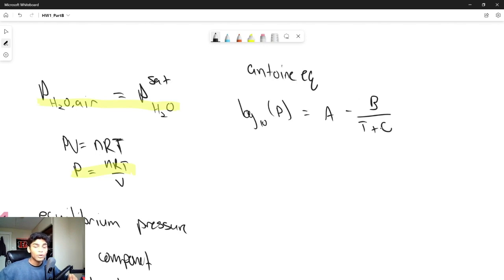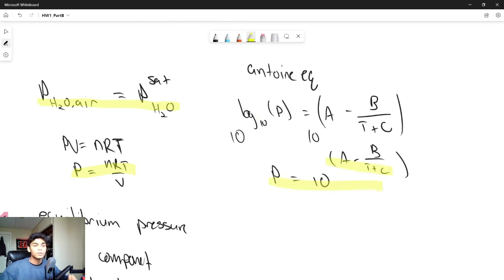A, B, and C are constants that are experimentally defined. Regressions have been performed through multiple data points in order to find these constants. So we will look that up in a table when the time comes. But in order to get rid of this log here, I'm going to put all this to the 10 power. So pressure is equal to 10 to the A minus B over T plus C. Boom. So that'll be our third equation.